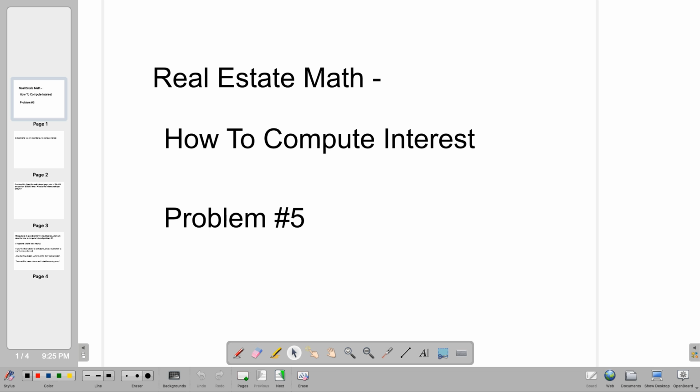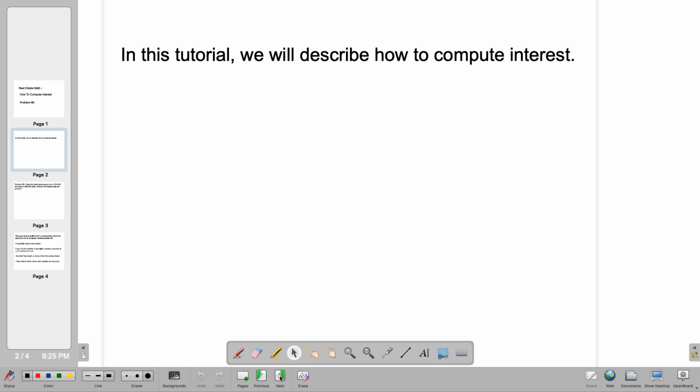Real estate math. How to compute interest. Problem number 5. In this tutorial, we will describe how to compute interest.